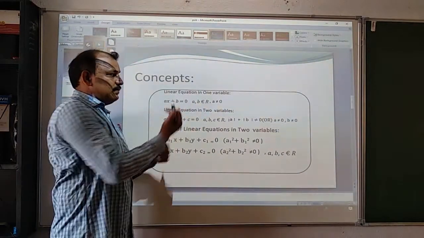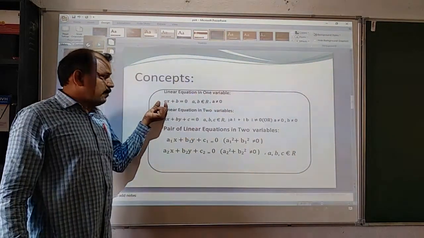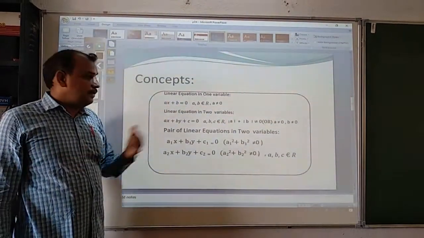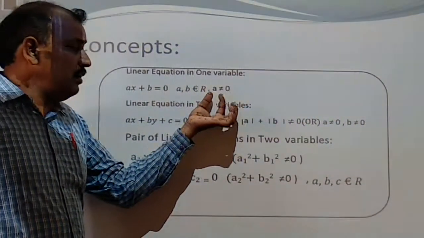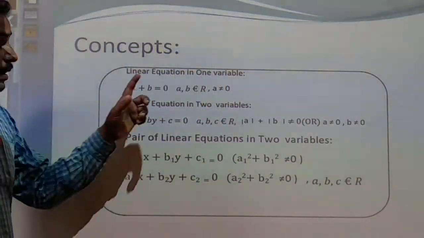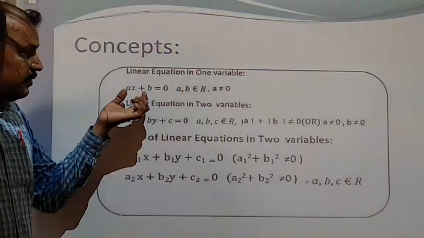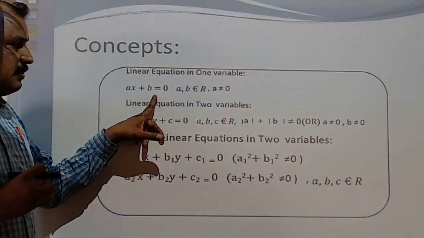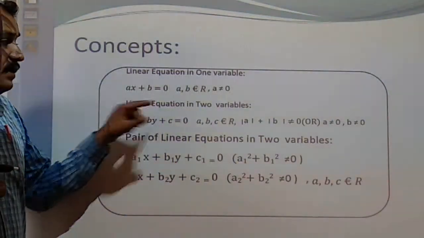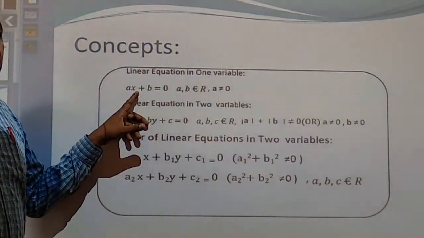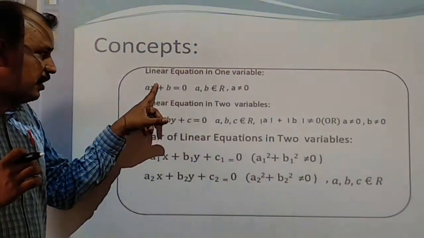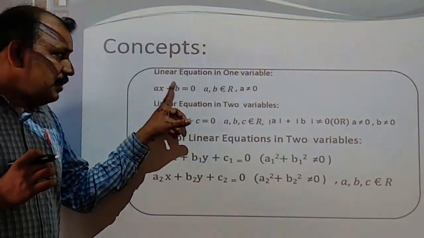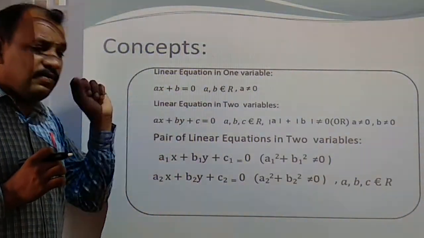So, linear equations in one variable. The general form of a linear equation in one variable is ax plus b is equal to 0, where a, b belong to R, a not equal to 0. An algebraic expression having the equal sign is called an equation. Linear means the variable has power 1. Here the variable power is 1. So this is a linear equation in one variable.